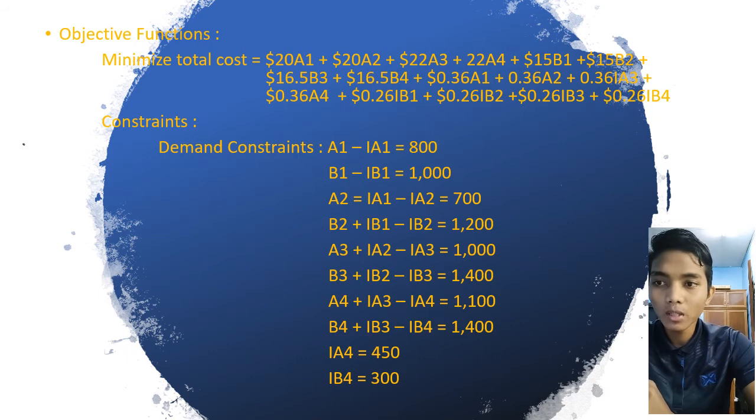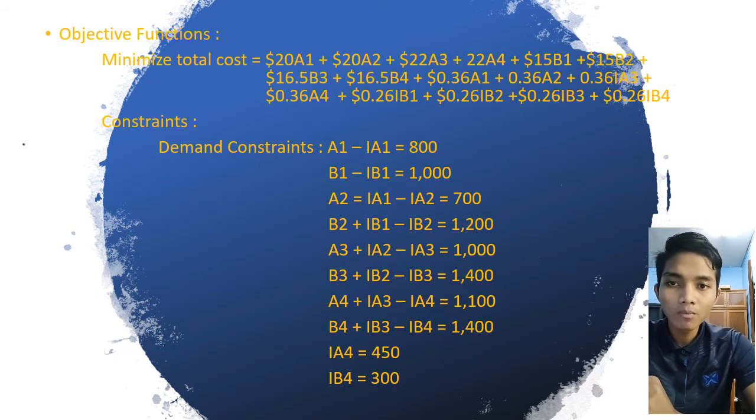For February, March and April, the demand keeps increasing for both models. For model GM3A, the demand in February is 700, 1000 in March and 1100 in April. For model GM3B, it increases to 1200 in February and 1400 in March and April. The last one, the constraint for April ending inventory, is IA4 equals 550 and IB4 equals 300. Okay, next.